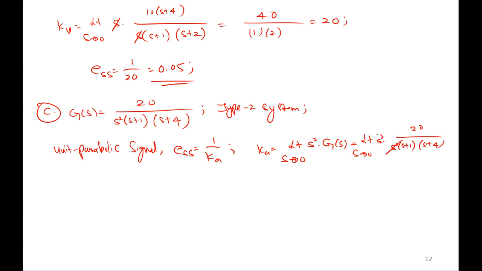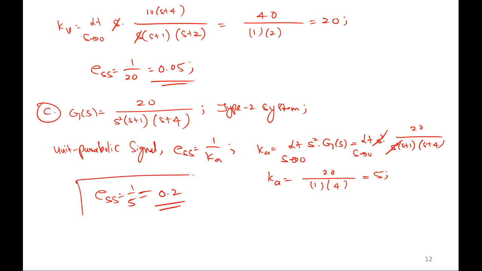So this s square will get cancelled. So ka is equal to, substituting s equal to 0 here, 20 divided by, with s as 0, I get 1 and 4. 1 into 4 is 4, so ka is 20 divided by 4, which is 5. Substitute the ka value here. So the steady state error is 1 by 5, which is 0.2. So we have found that the type of signal is unit parabolic and the steady state error is 0.2. We are done with this problem.